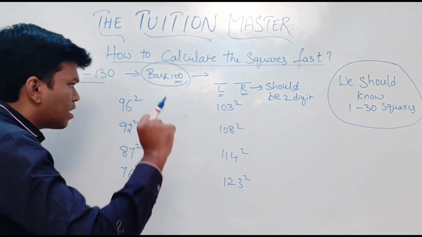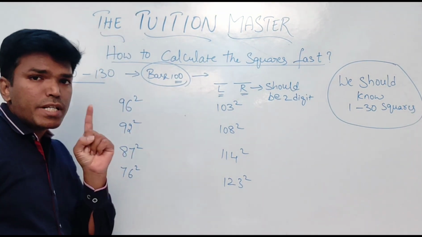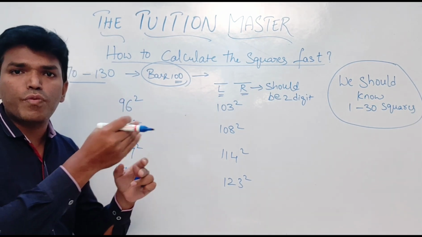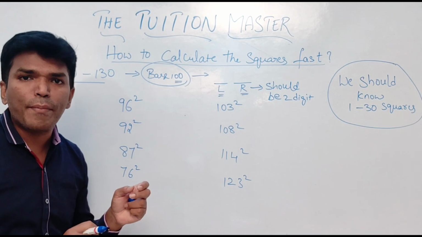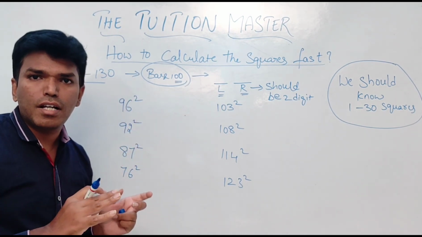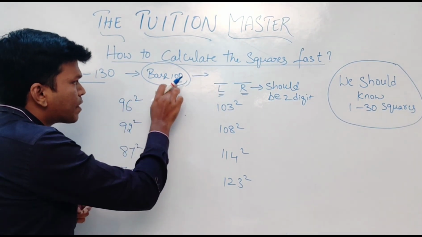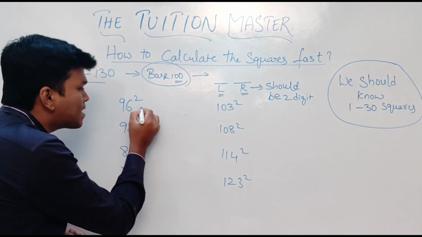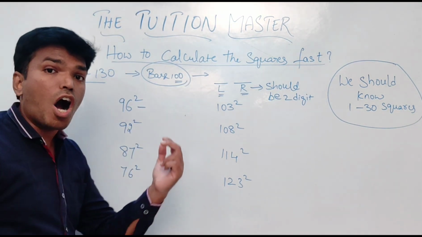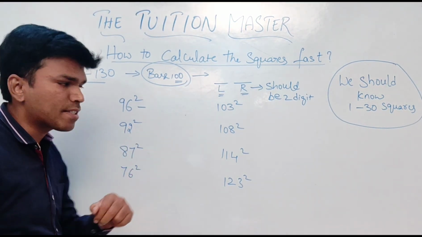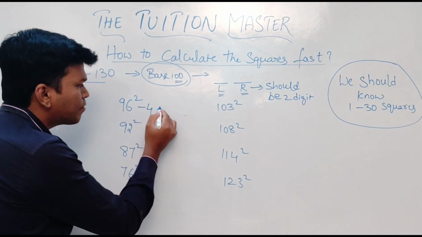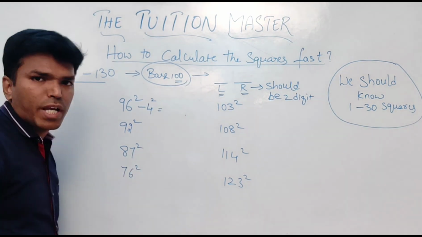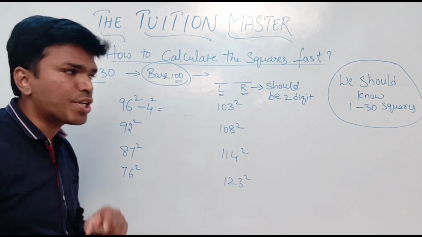Now see here. I want to calculate 96 square. First step, compare the given square number with the base number. 96 is closer to which base number? 100. So we have to compare 96 with 100. Is it more than 100 or less than 100? Exactly, it is less than 100. That's why I'm putting minus. And how much less? 4 less. Now, you tell me, what is 4 square? 16.